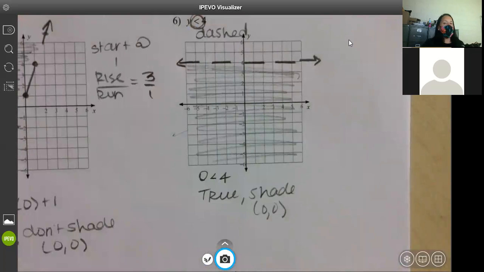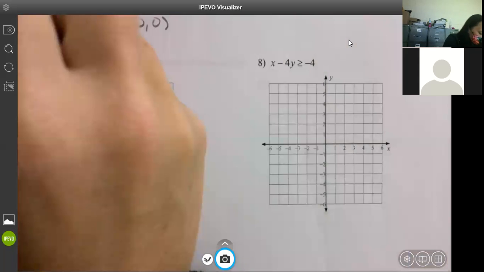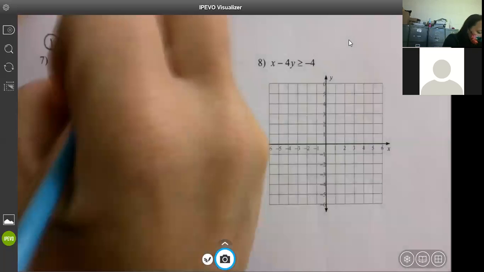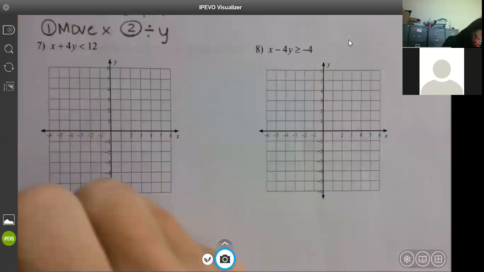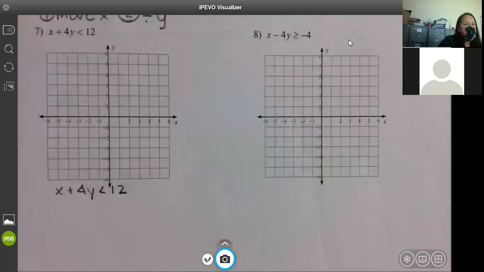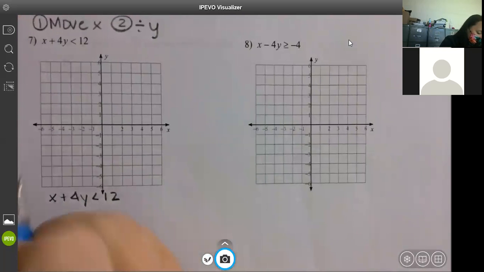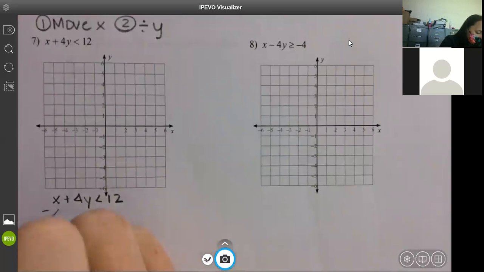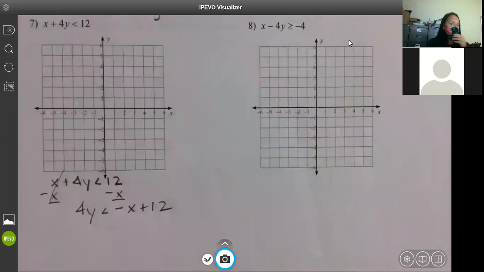Yeah, they start with x. They don't start with y, right? So what are my steps to solve for y? Move x. Divide by y. Perfect. So that's what we're going to do. I'm going to do it at the bottom. We have x plus 4y is less than 12. I'm going to move x. How do I move this x? Yes, subtract it. I bring down the 4y is less than negative x and a positive 12.